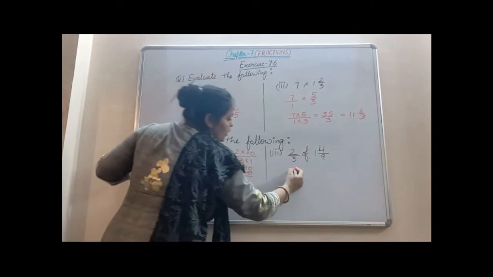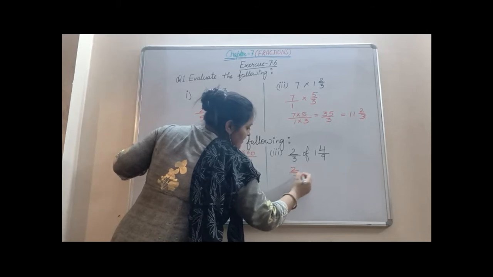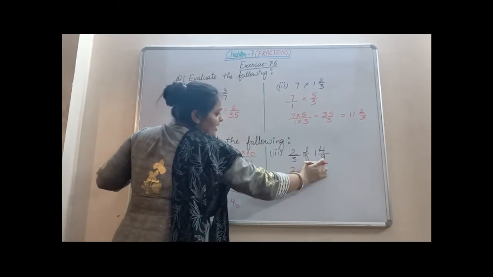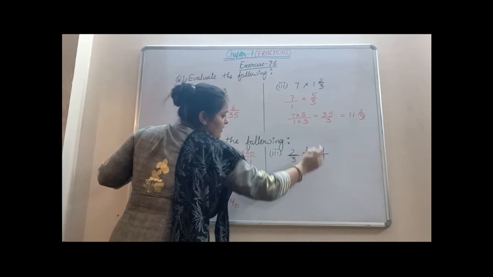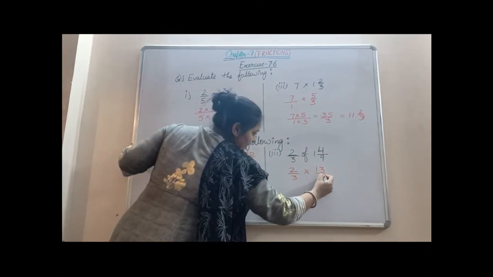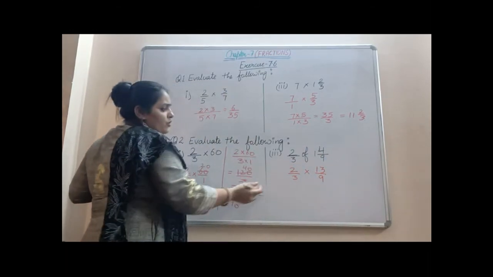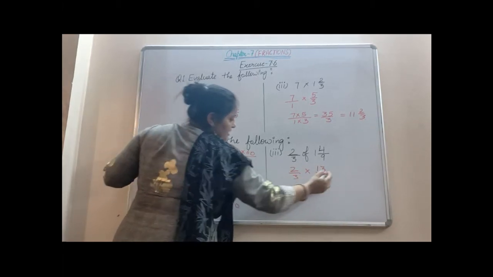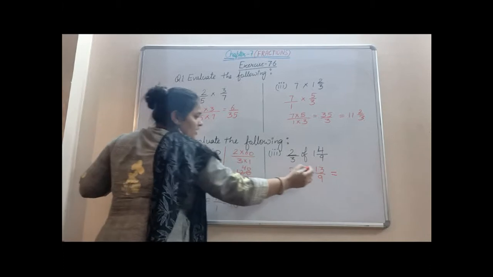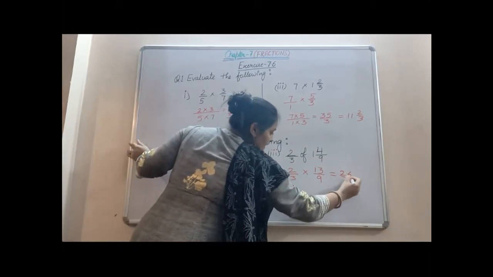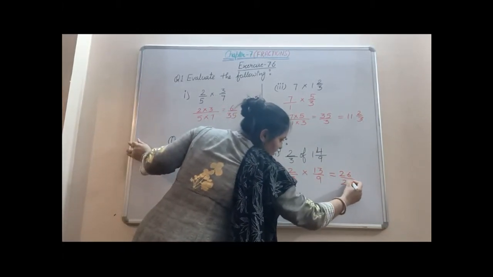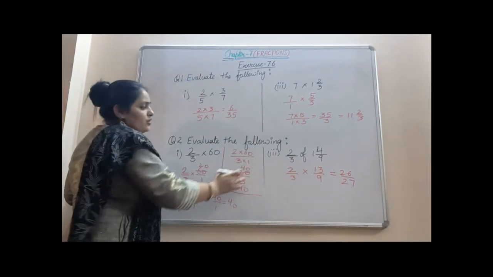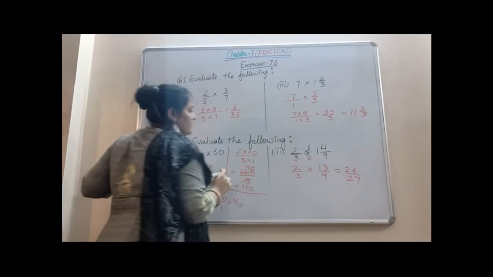Now the third part, 2 by 3 of, where of means multiply, and 1 4 by 9. So 9 1s are 9, 9 plus 4 will be 13 by 9. Now we don't have any common factor in the denominator and numerator, so we can't cancel. So just multiply. 13 2s are 26 and 9 3s are 27. So this is the multiplication of 2 by 3 of 1 4 by 9.